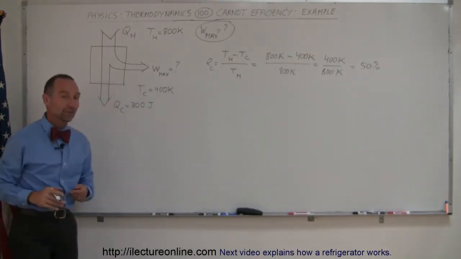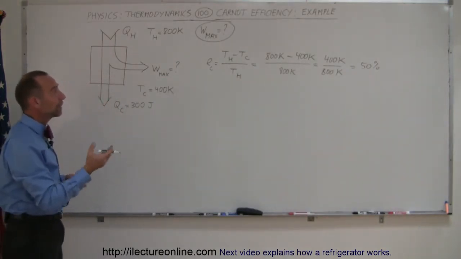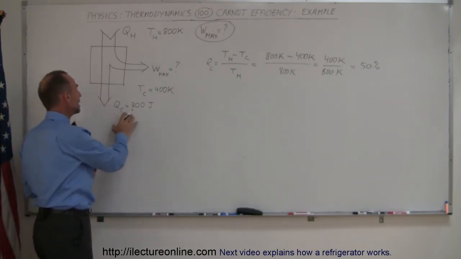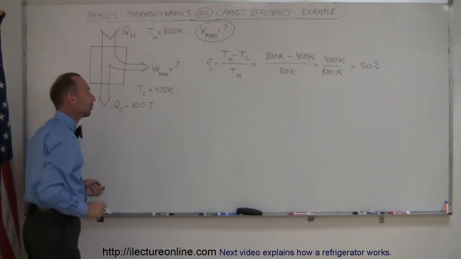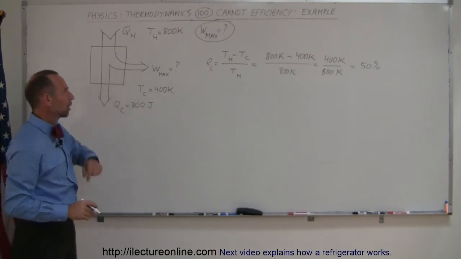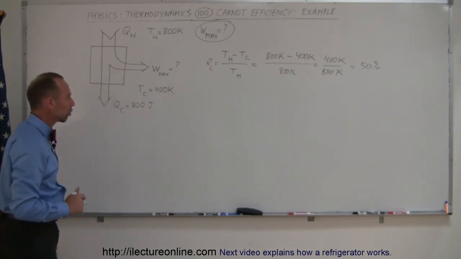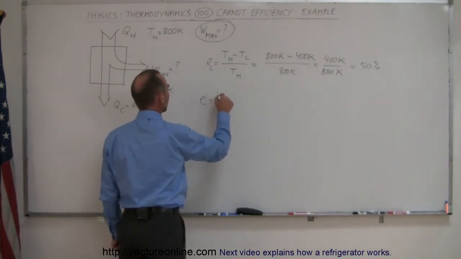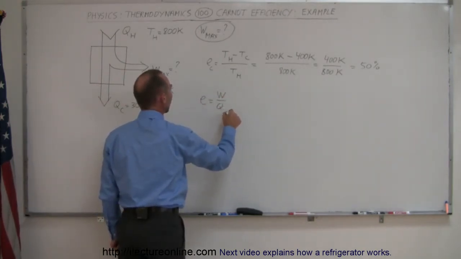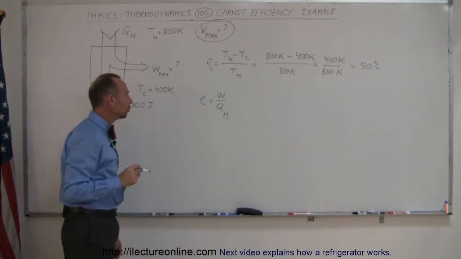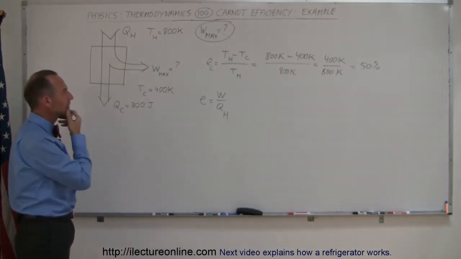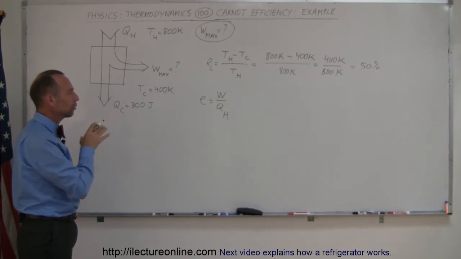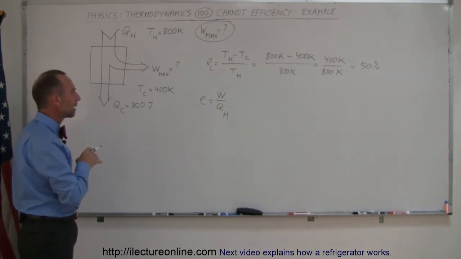Now, if the engineers were able to obtain that maximum efficiency, and understanding that the heat expelled to the cold reservoir is 300 joules, how much work can we get out of that engine per stroke? All right, we know that the efficiency is equal to the work divided by Q hot. And of course, we don't know what Q hot is. We don't know what work is. But we know that work can also be expressed in terms of Q hot minus Q cold.